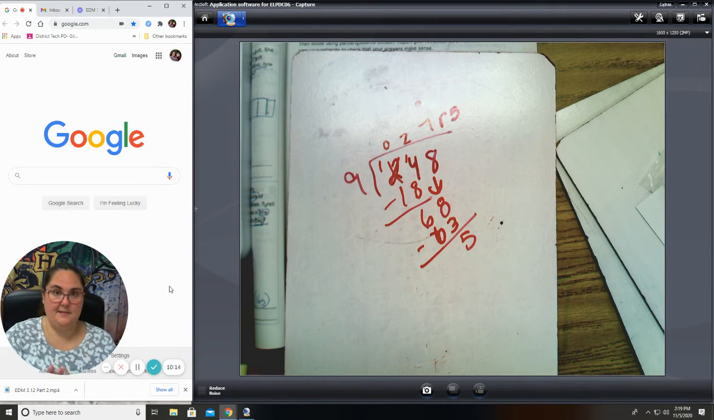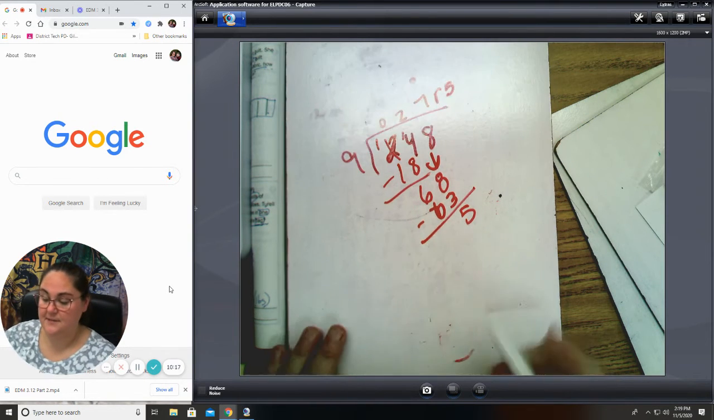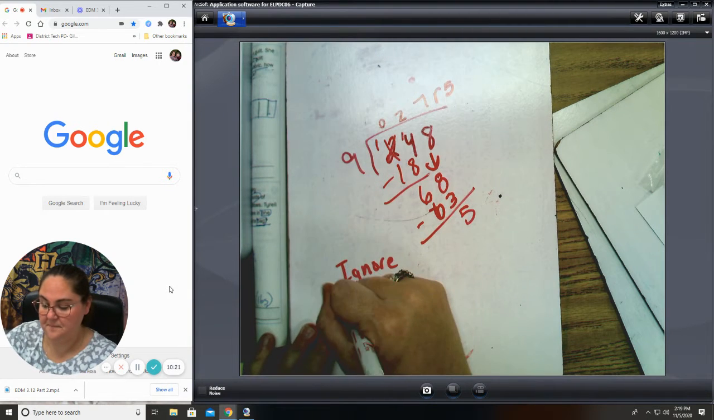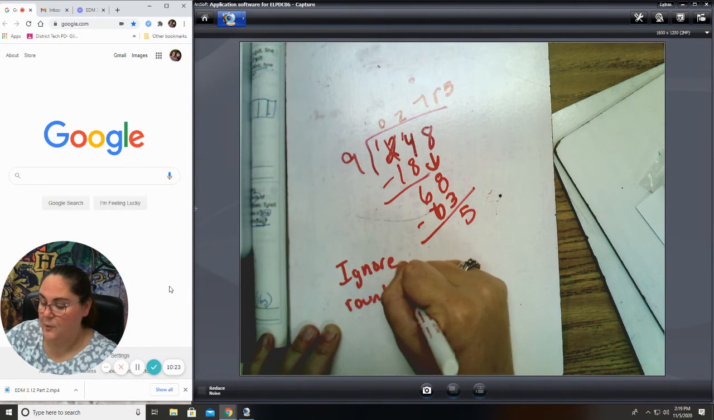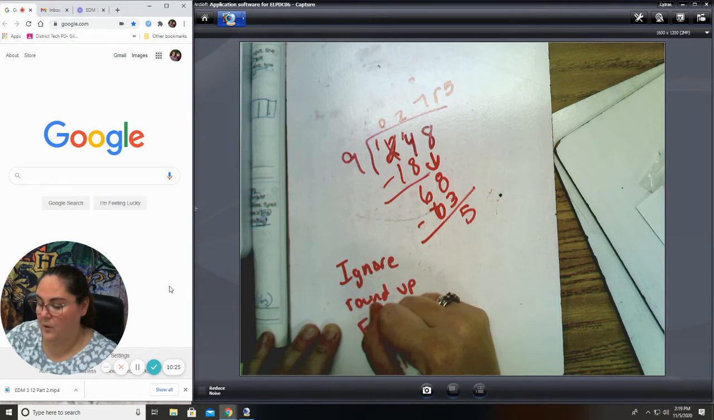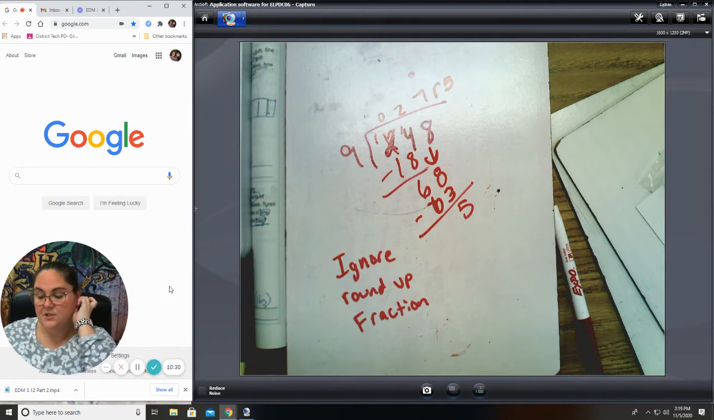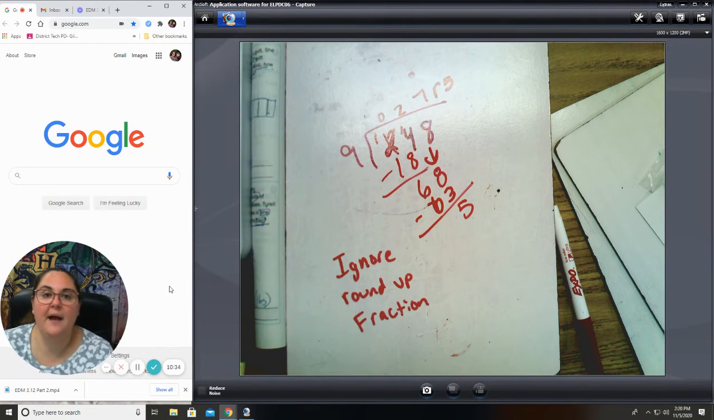Now, freeze. Let's think about our options. Remember, we can ignore, we can round up, or we can make a fraction. So let's go through this. 27, remainder 5. So each place gets 27 cans, and I have 5 left over. I could ignore it. That way I know that every place is getting the same number.